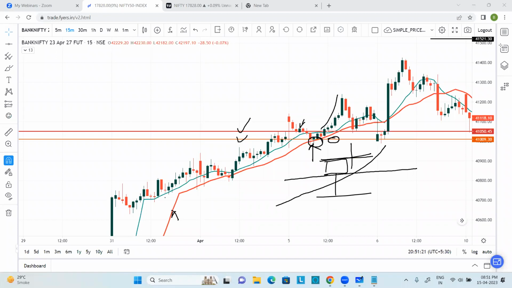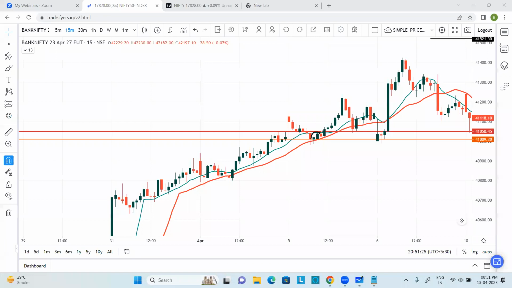Whatever, there is no bullish engulfing here. There is a hammer. There is a hammer. You can take a trade anywhere here.